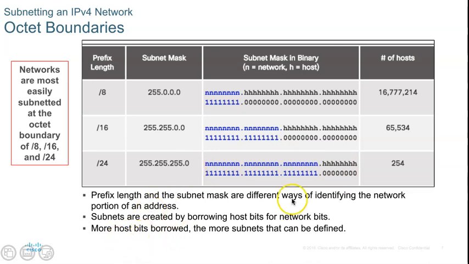The more host bits you borrow, the more subnets you will create, and the fewer hosts per subnet you will have. I repeat, the more bits you borrow from here and give to here, the more subnets you create. For instance, if you borrow 2 bits, you're going to get 2 to the power of 2, which is 4 networks, and you will have 2 to the power of 6 for hosts. If you borrow 3 bits, you have 2 to the power of 3, which is 2 times 2 times 2, so you have 8 networks, and each of the 8 networks will have 2 to the power of 4 host devices, all right?